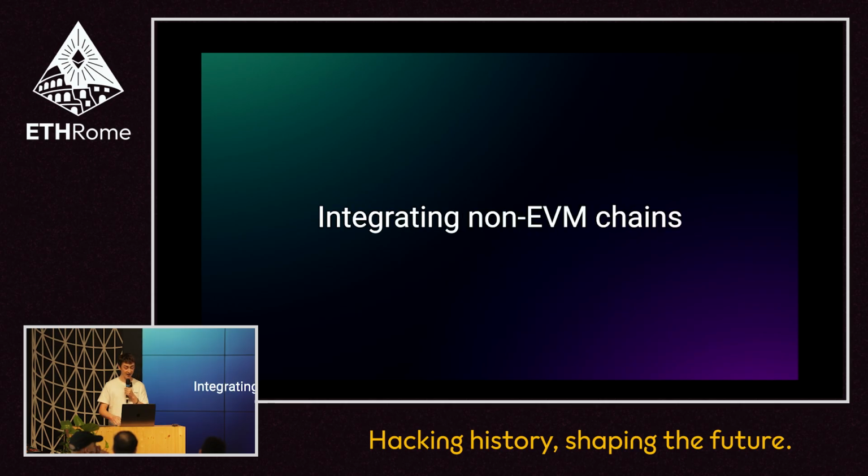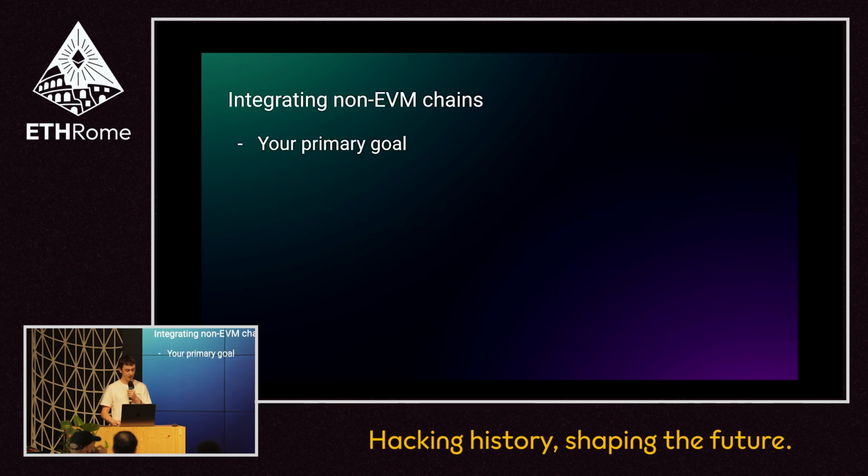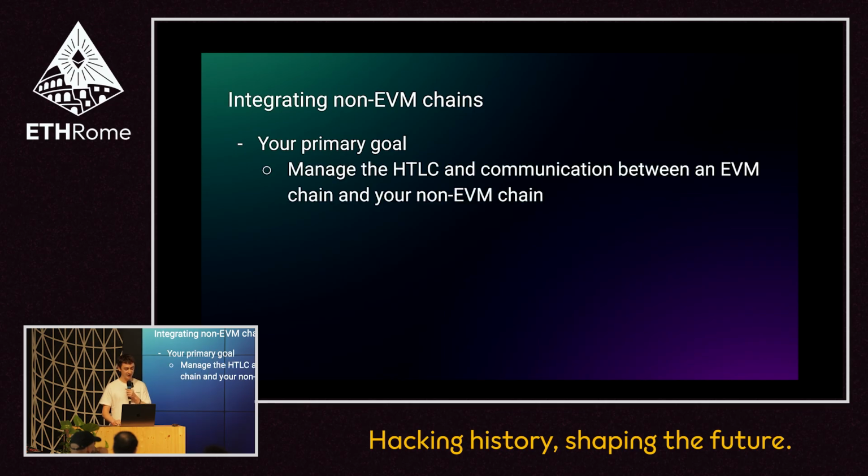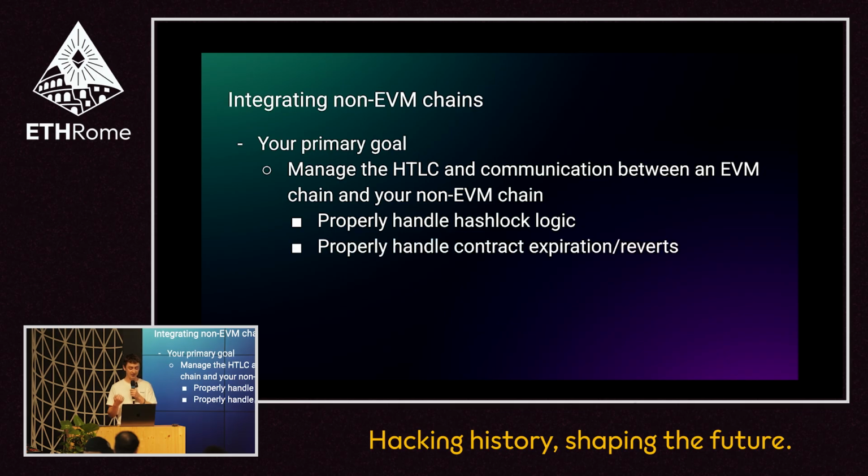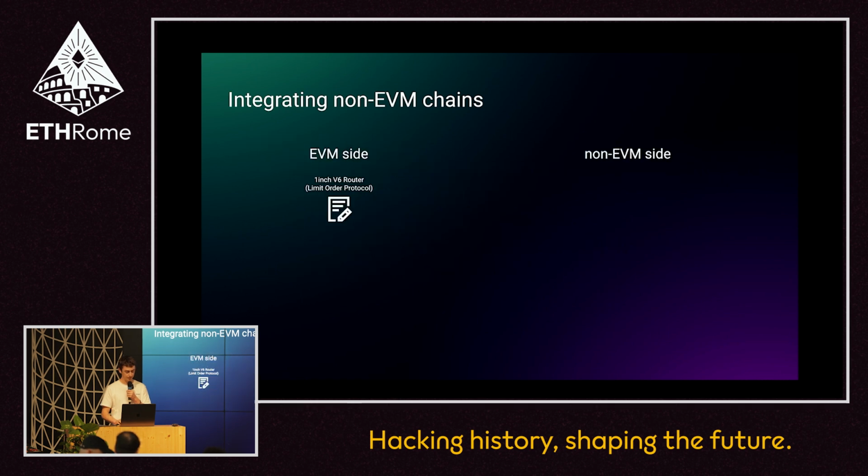So now let's talk about how to integrate this product into a non-EVM chain. As the hackers, if you're choosing to go down this bounty, your primary goal is to manage the hash time lock contract implementation and communication between your chain and an EVM chain. That means properly handling the hash lock contract, properly handling the expiration and reverts of this contract if it expires, and the swaps between the two chains must be bidirectional. So you can either start on the EVM chain or on whatever chain you choose to integrate.